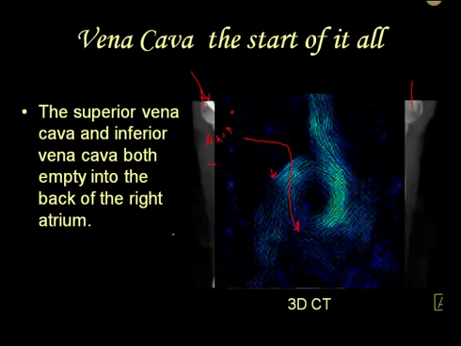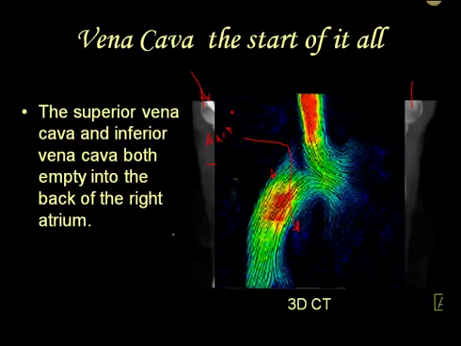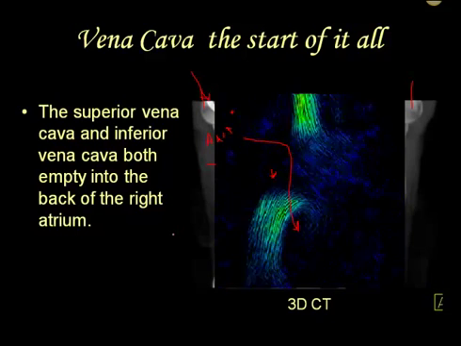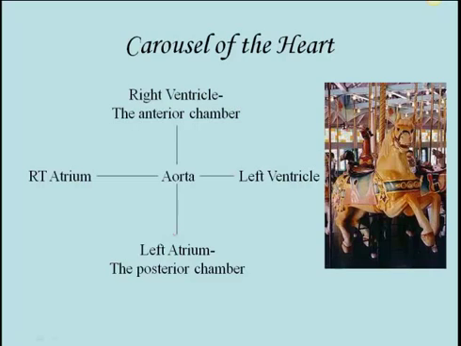And as you're probably aware, it's going to start flowing through the right side of the heart into the pulmonary circulation, back to the left side of the heart, out into the systemic circulation.